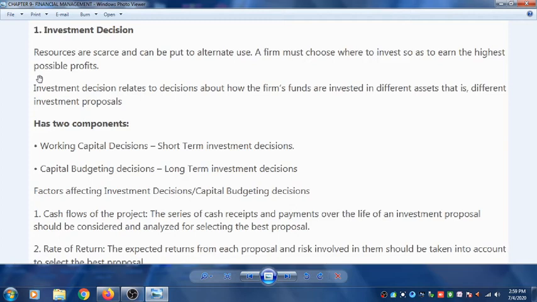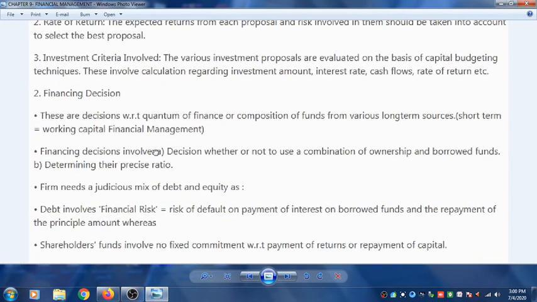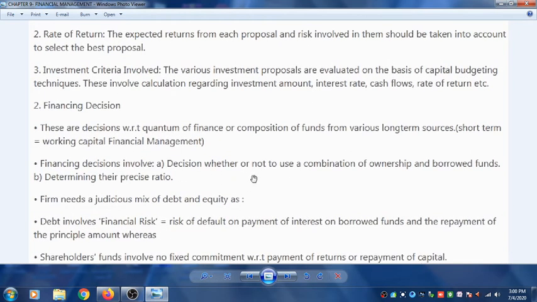Now the second factor which decides the investment decision is a rate of return. The expected return from each proposal and risk involved in them should be taken into account to select the best proposal. So to select the best investment proposal, the finance manager sees the expected return from each investment proposal, and he also calculates the risk involved in each and every investment proposal. So expected return and risk is calculated, and in those investment proposals where the rate of return is very very high, he finalizes that investment proposal.